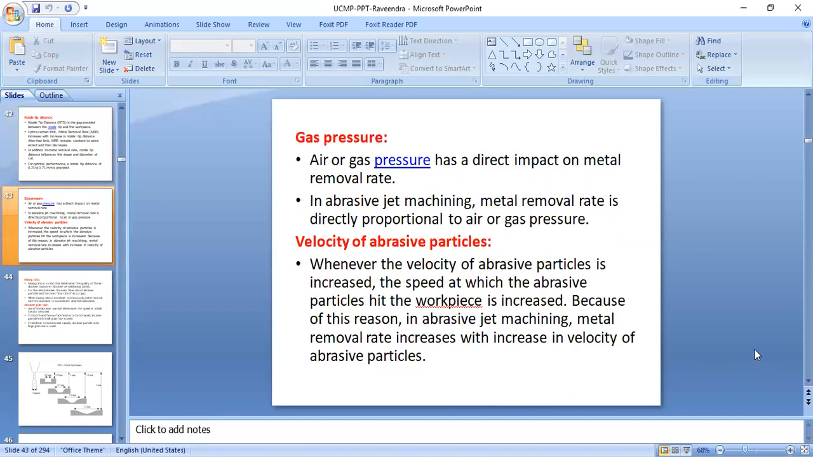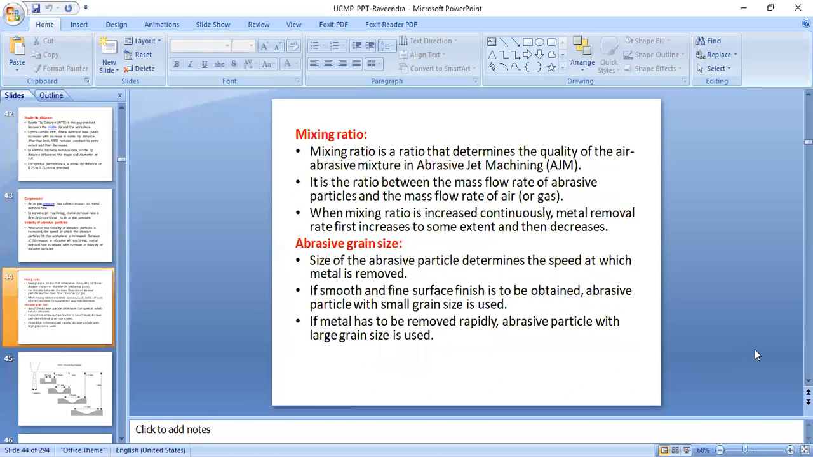Gas pressure. Air or gas pressure has a direct impact on metal removal rate. In abrasive jet machining, metal removal rate is directly proportional to air or gas pressure. Next, velocity of abrasive particles. Whenever the velocity of abrasive particles is increased, the speed at which abrasive particles hit the workpiece increases. Because of this reason, in abrasive jet machining, metal removal rate increases with increase in velocity of abrasive particles.